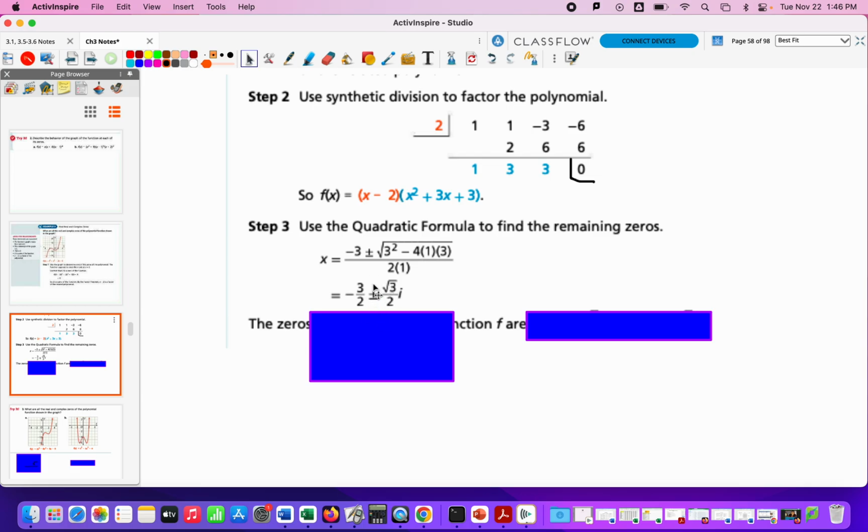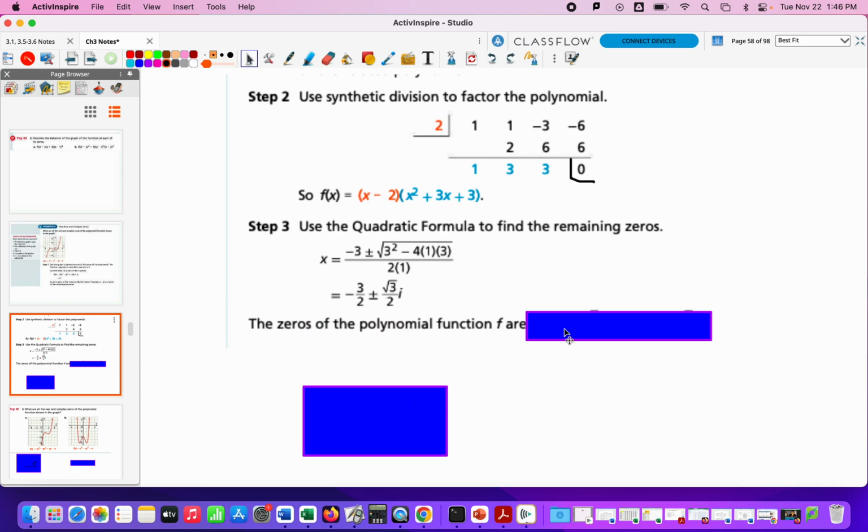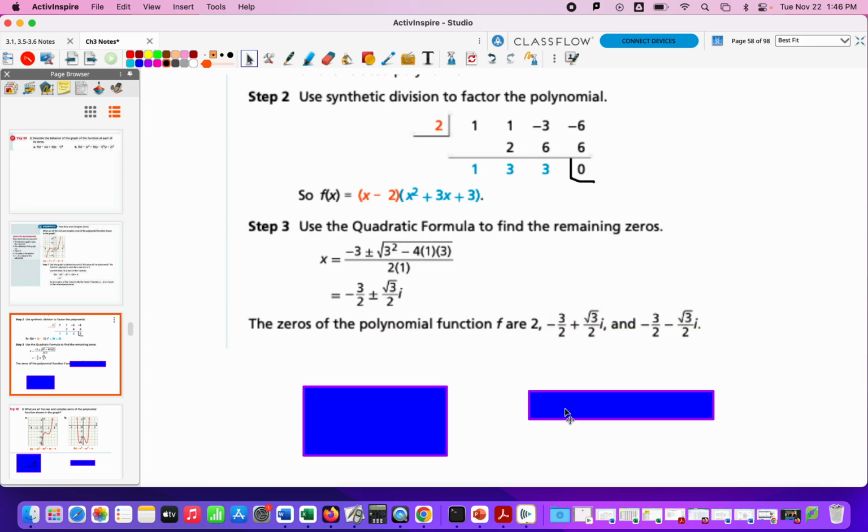But we do actually have 2 more answers here. So what we really ended up with are x equals 2, which we got from the graph. And then we have these other 2 answers, the plus version and the minus version of this imaginary answer. So we actually do have 3 answers.